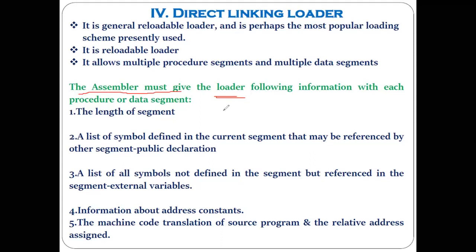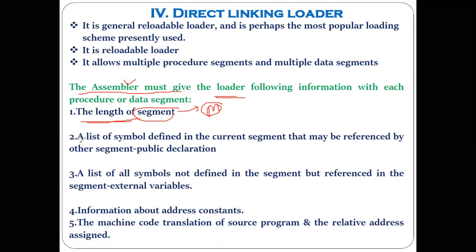Okay. Now what kind of information needs to be given by the assembler to the loader? The assembler must provide the loader the length of the segment. Here the length of the segment, you can take as the length of the particular source program, and the different modules, procedures or functions present in the source program. All that information has to be given by the assembler to the loader.